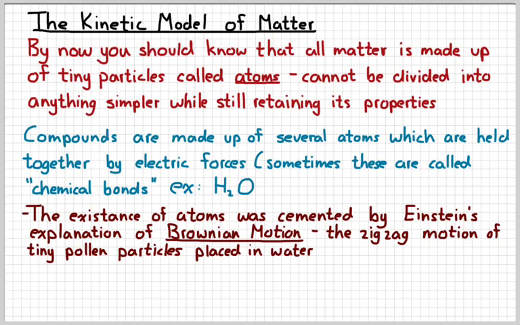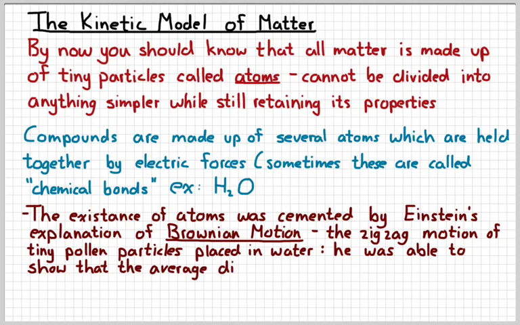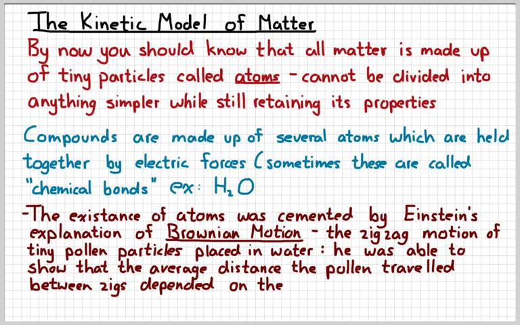Basically, Brownian motion is this: if you drop really tiny little pollen particles into water, they make little zigzag patterns as they move through it. They don't move in just a straight line. Einstein was able to explain this by assuming that water was made up of little tiny particles just like the pollen was. And so he showed that if atoms really existed, if water was made out of little particles, then the distance between the zigs in the zigzag motion depended on the temperature of the water.